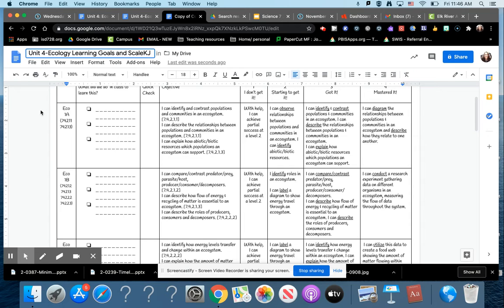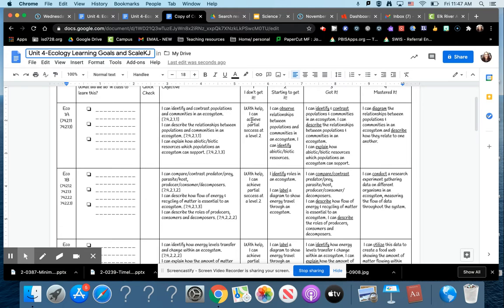So the first one, which is Ecology 1A: I can identify and contrast populations and communities in an ecosystem. I can describe the relationships between populations and communities in an ecosystem. And I can explain how abiotic and biotic resources affect which populations an ecosystem can support.